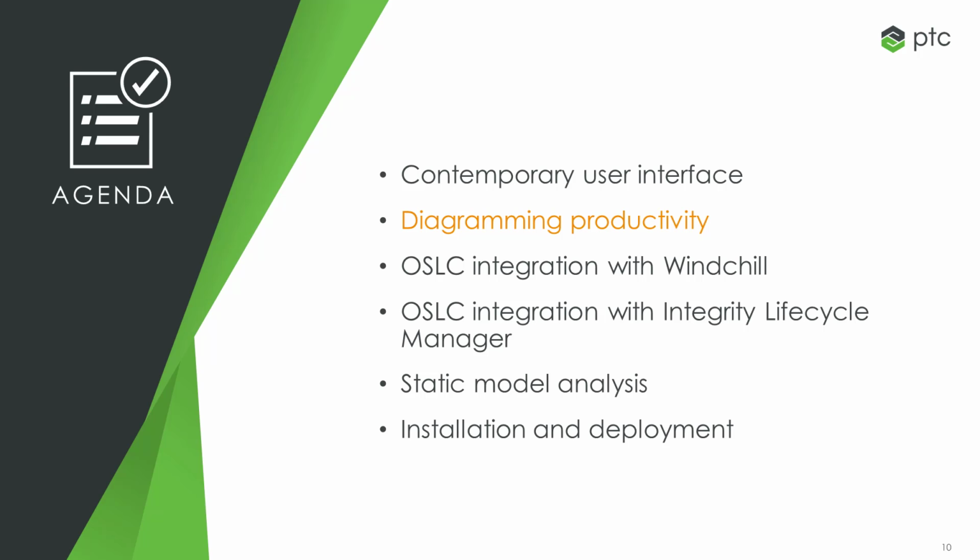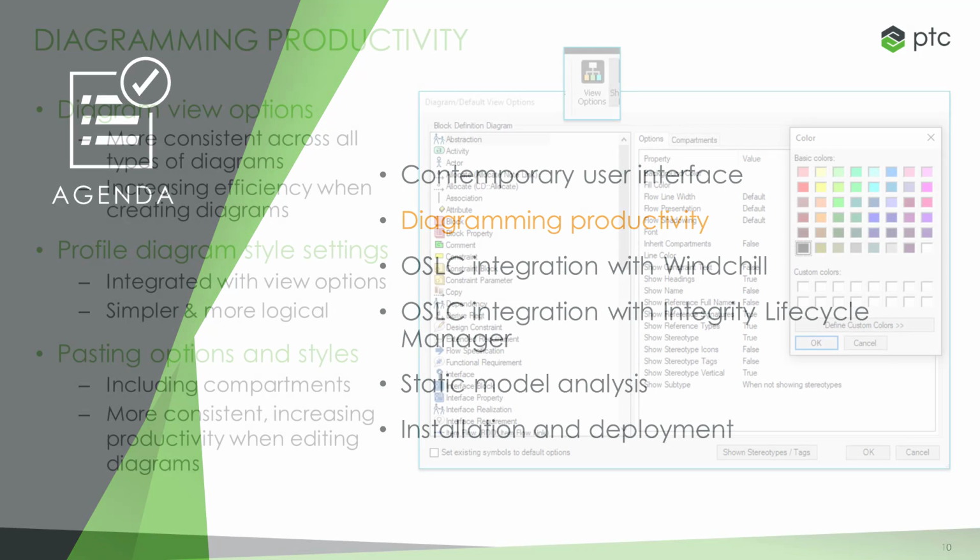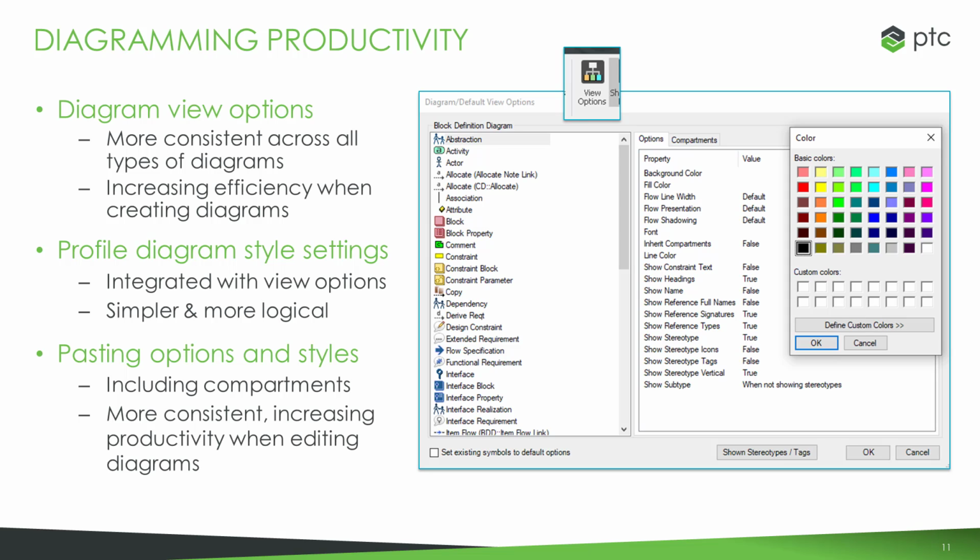So now let's move on and look at diagramming productivity. Firstly, we've made lots of improvements to the diagram view options, making them more consistent across all types of diagrams and increasing efficiency when creating diagrams. We've also improved the profile diagram star settings, which is now integrated with the view options, making it simpler and more logical. And we've improved pasting options and stars to include compartments, also making it more consistent and improving productivity.